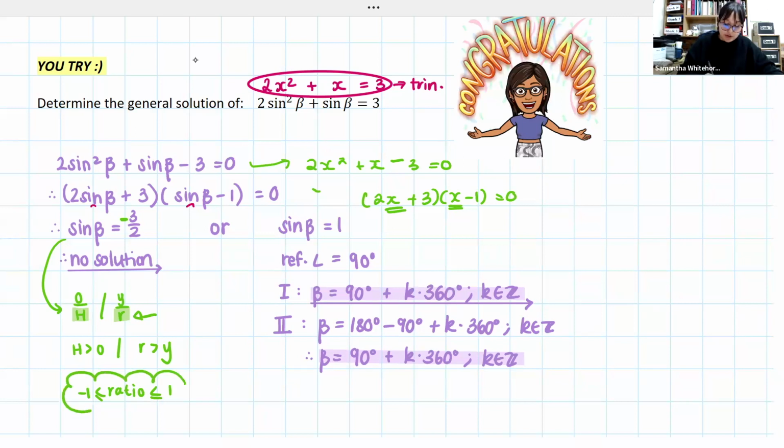Now, this situation is true for both sine and cos. So if the ratio is greater than 1 or less than negative 1, you're going to get no solution, and that's because of just how the ratio is set up. Right, so that aside, the other solution would be your sine beta reference angle is positive, or sine is positive in quadrants 1 and 2, and you get your solution. All right, so hopefully not too tricky, but with factorization, just bear in mind you do need to be able to do it with trig equations.